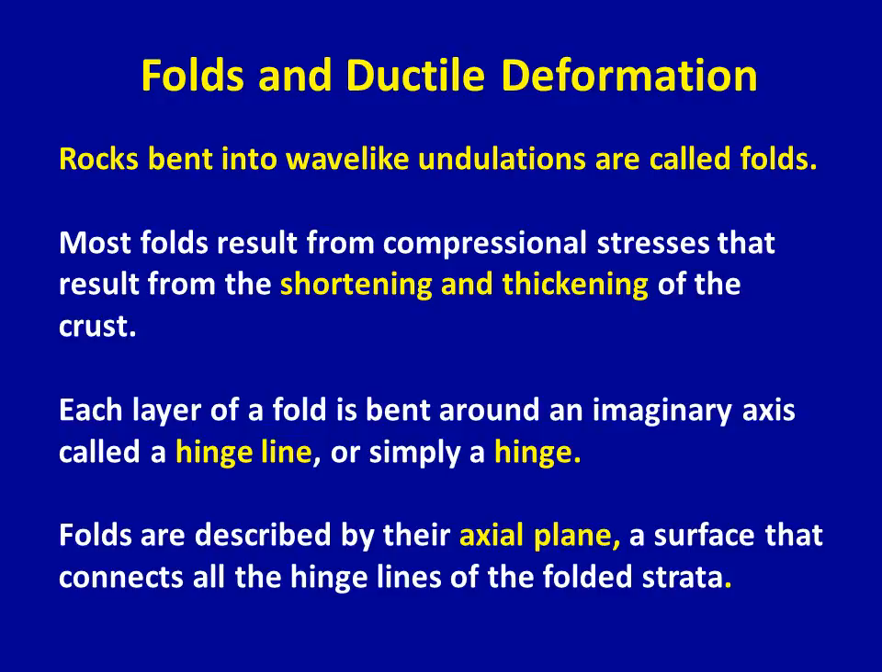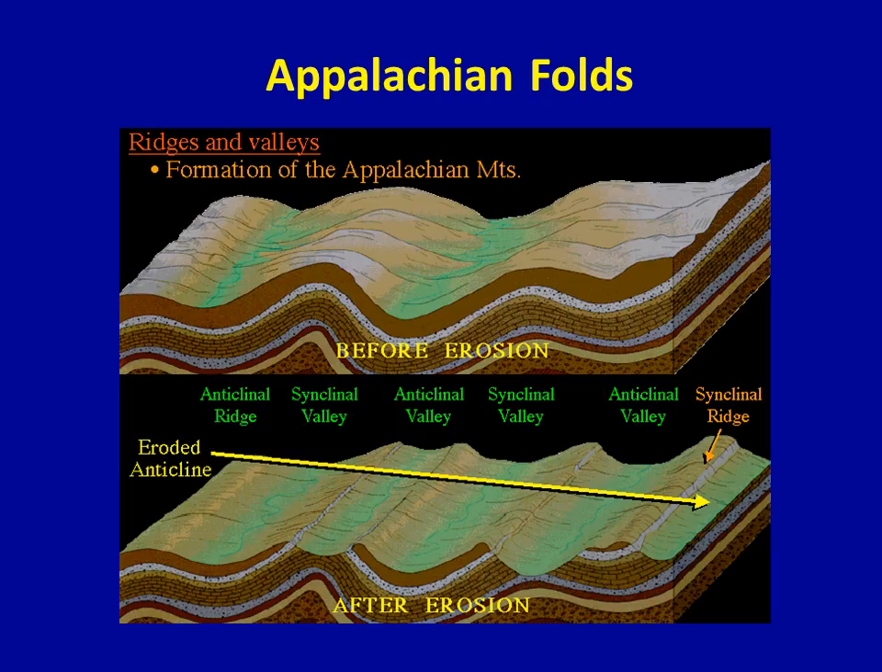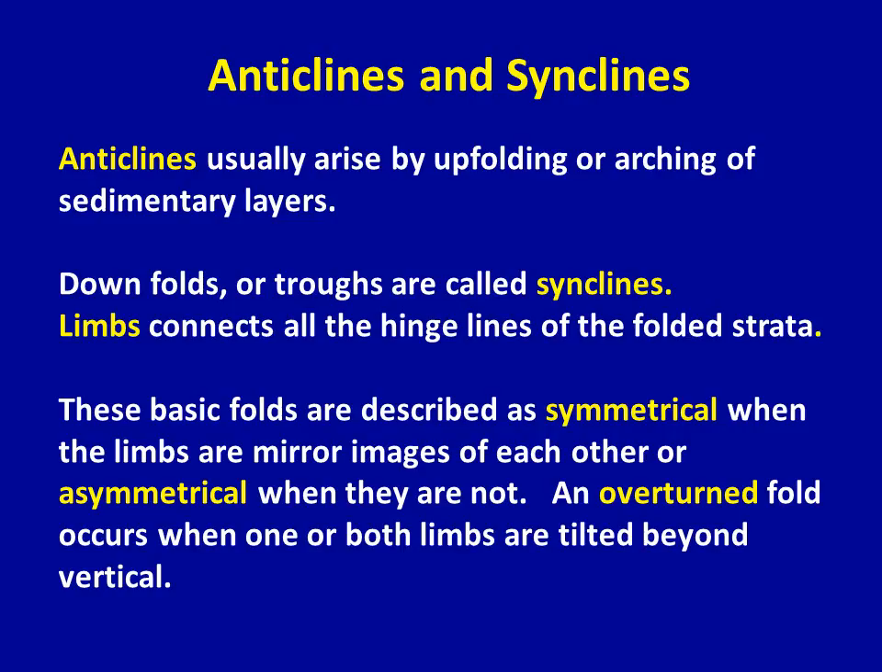Each layer of a fold is bent around an imaginary axis called a hinge line, or simply a hinge. And these folds are described by their axial plane, which is a surface that connects all the hinge lines of the folded strata. And so those would be the low areas there, and how the geology there is folded in a downward manner. The limbs are basically the sides of the anticlines and the synclines that connect all of the hinge lines of the folded strata.